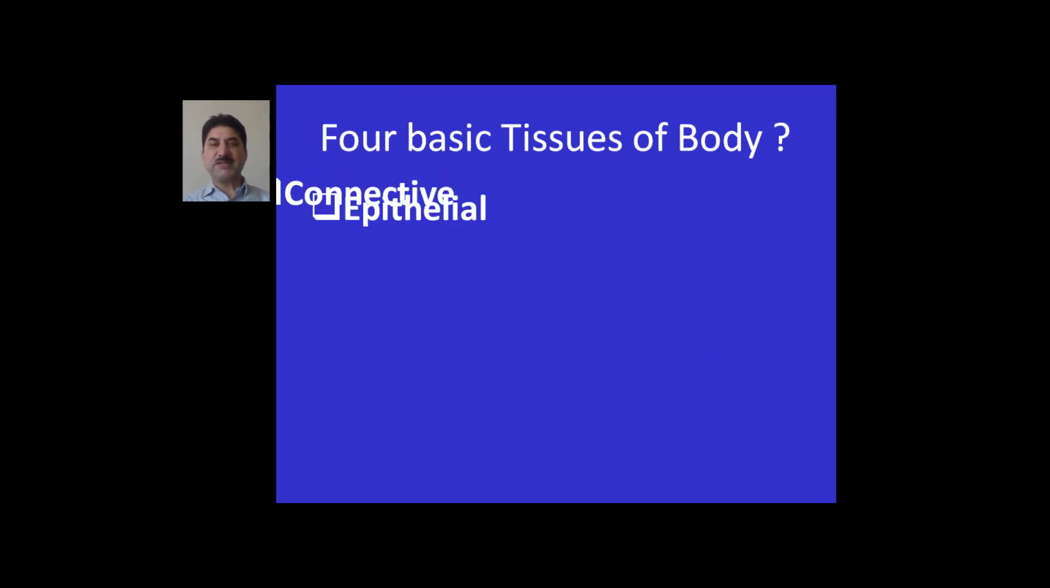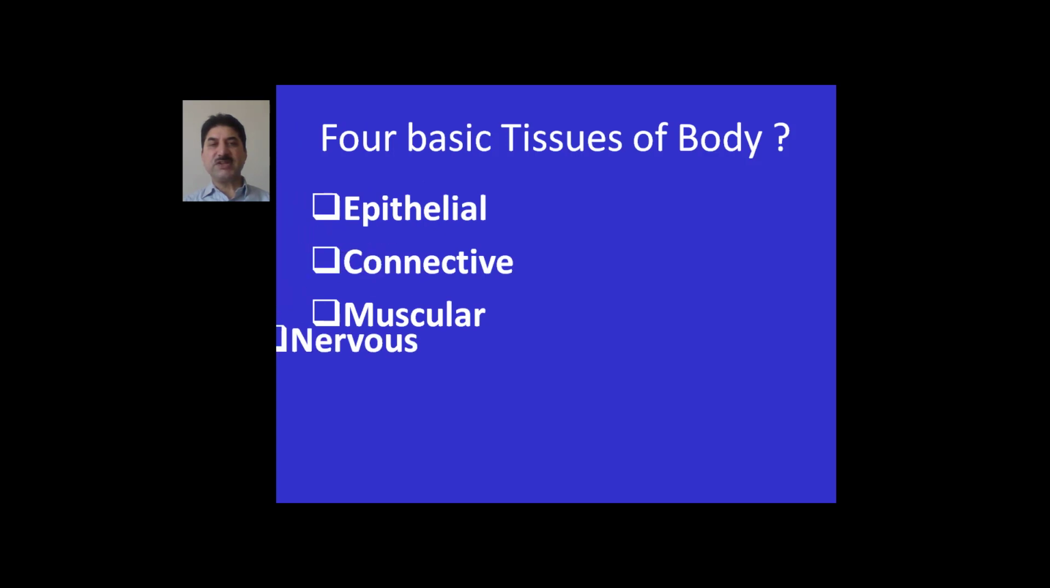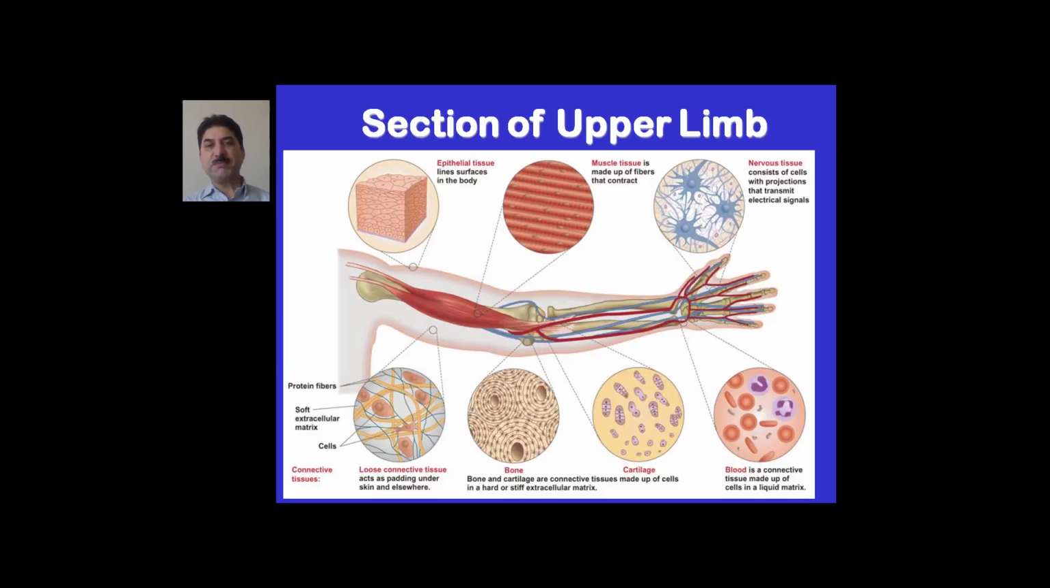To begin with, let's enter inside the dissection hall and take a section of the upper limb. Like other parts of the body, the limb is also covered by skin. Skin has got three layers: epidermis, dermis, and hypodermis. Epidermis is composed of epithelial tissue, which in case of skin is stratified squamous keratinized epithelium.